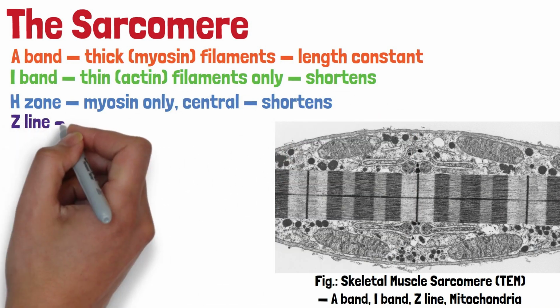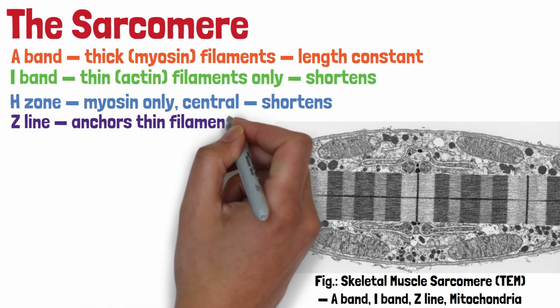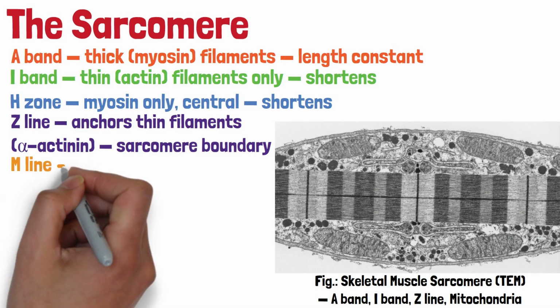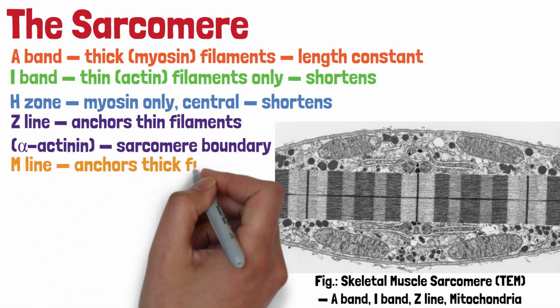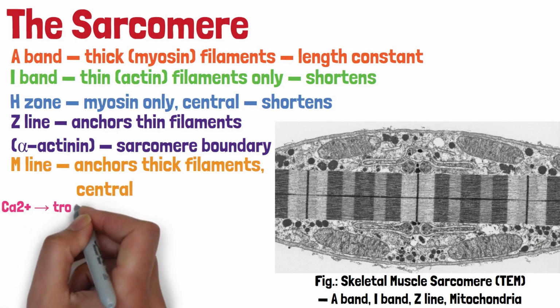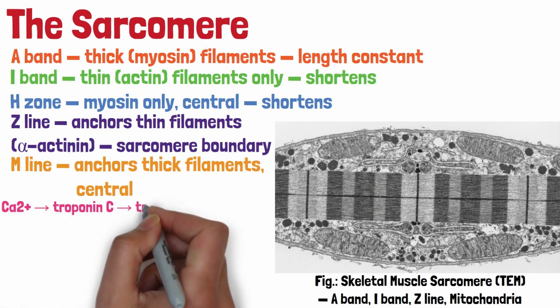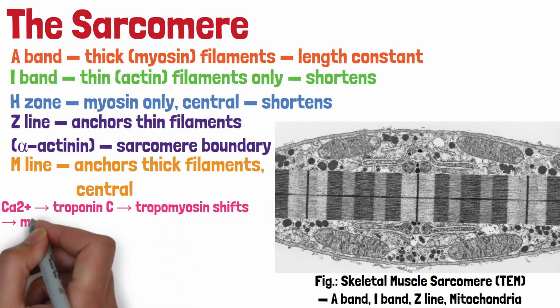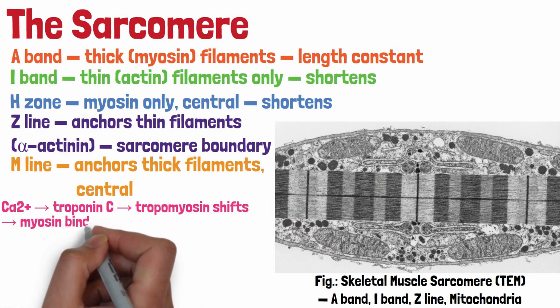The Z line anchors the thin filaments through alpha-actinin, and it marks the boundary of each sarcomere. The M line sits centrally, anchoring the thick filaments. Here's how contraction actually happens. Calcium binds troponin C, which shifts tropomyosin out of the way, exposing the myosin-binding sites on actin.